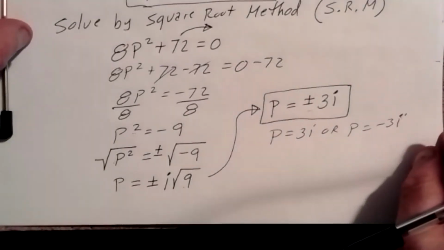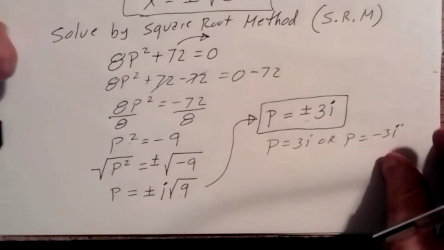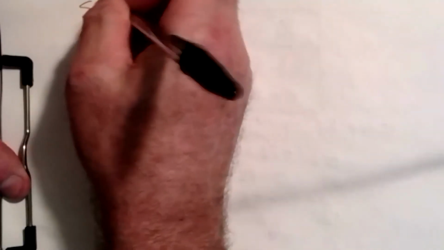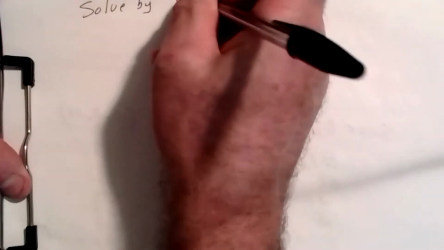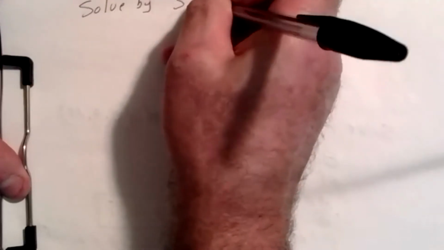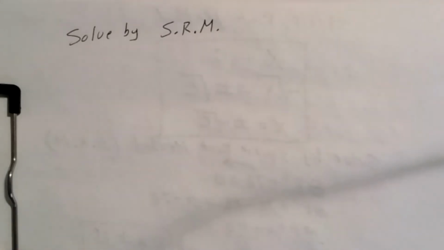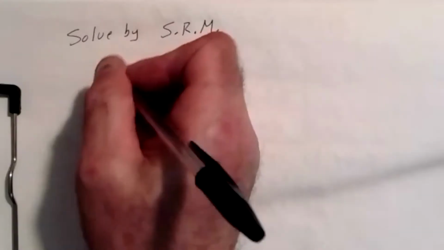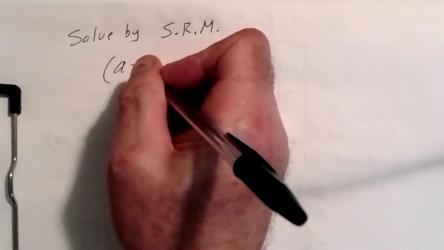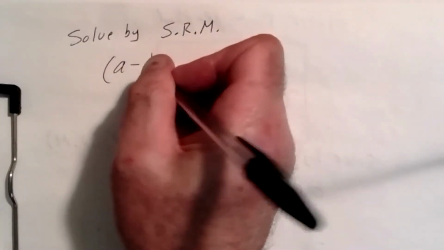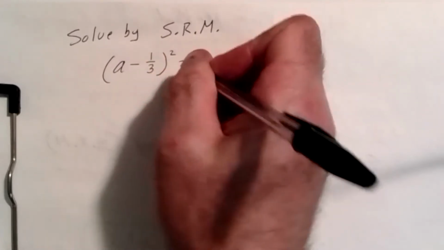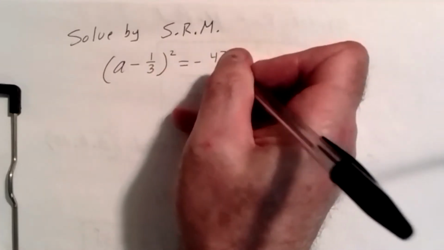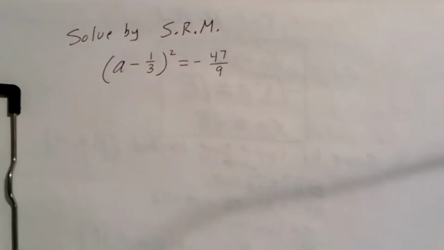All right. Got that one? All right. Let's try this one. Solve by SRM. What does that stand for? SRM. Square root method. Yeah, so let's try to solve this by the square root method. Here it is. We got a minus 1/3 quantity squared is equal to negative 47/9. We want to solve this quadratic equation for its two solutions using the square root method.